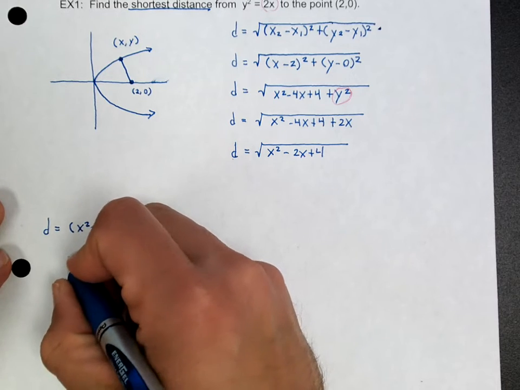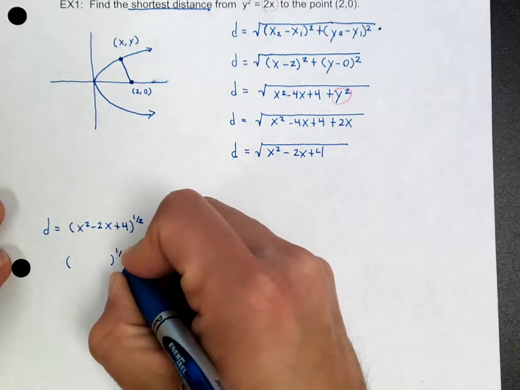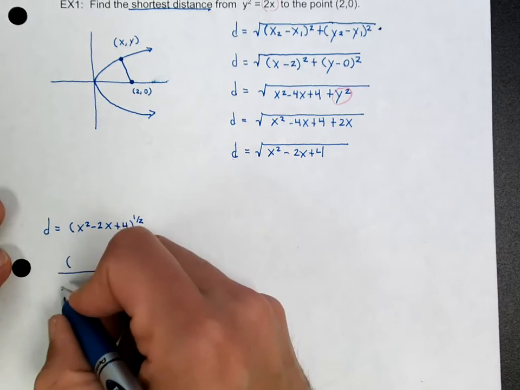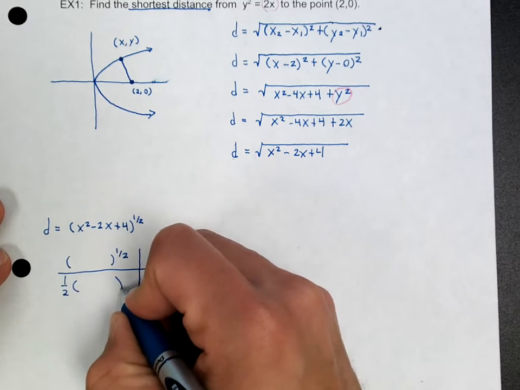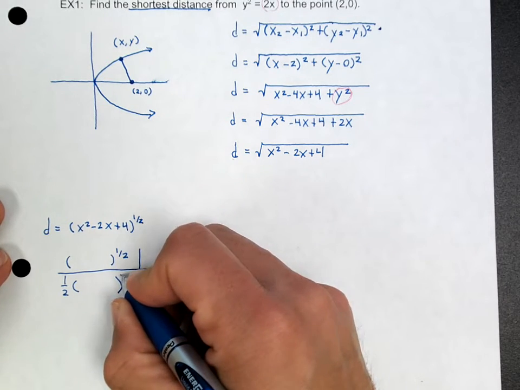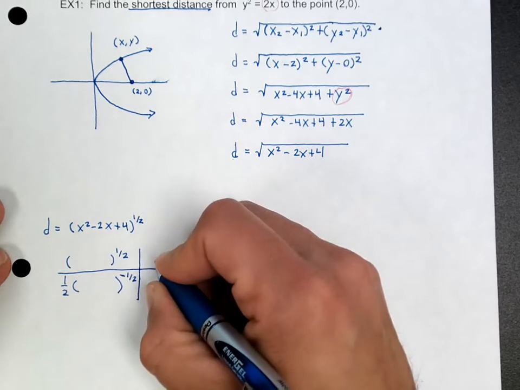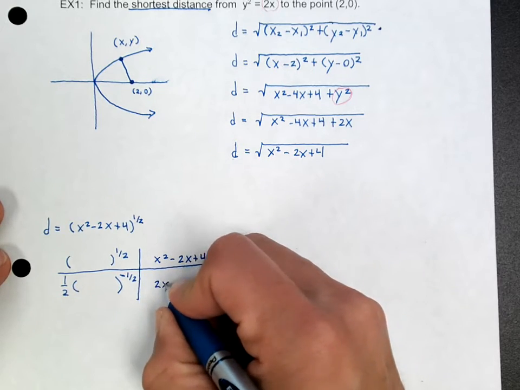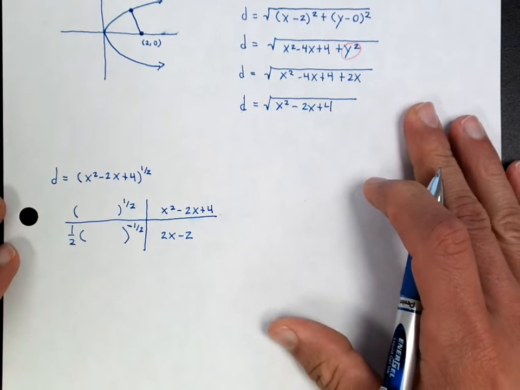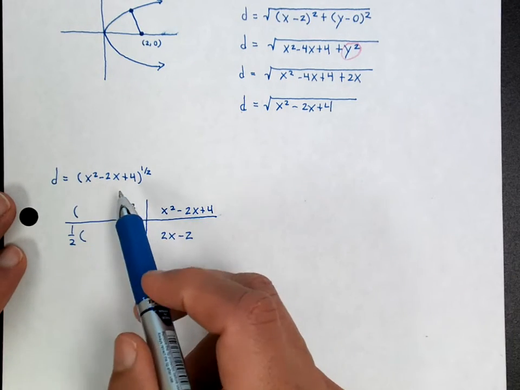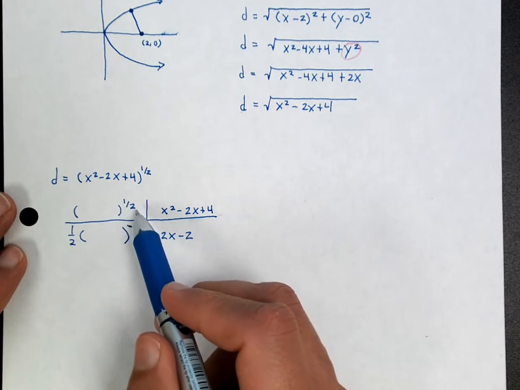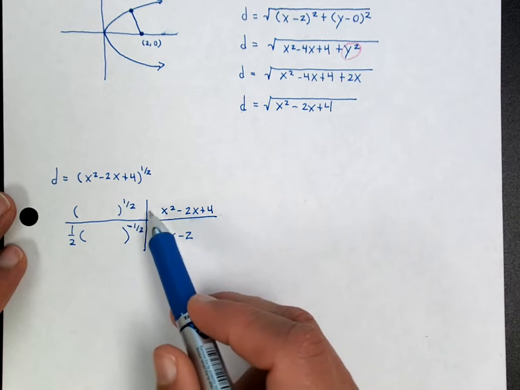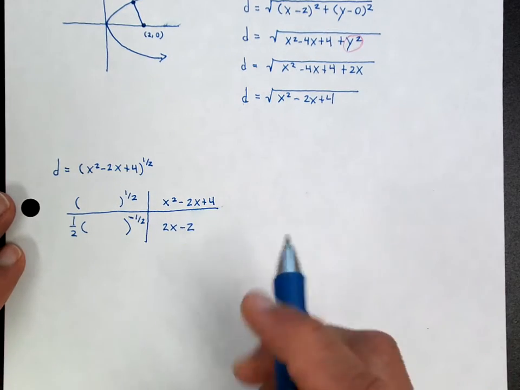If you don't remember, the outer function would be the power of 1/2. The derivative of that would be 1/2 defined at the inner function to the power of negative 1/2. The inner part would be x squared minus 2x plus 4, and the derivative of that would be 2x minus 2. One more time, remember the chain rule says that you take the derivative of the outer part, the 1/2 power, defined at the inner, times the derivative of the inner part, which is this.